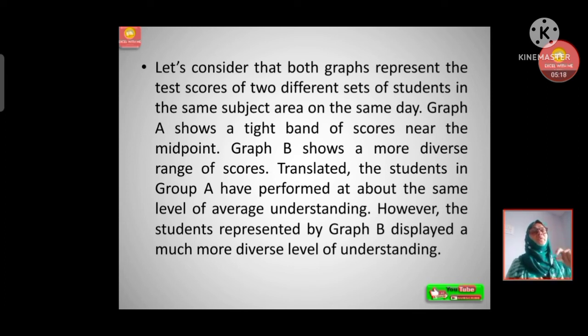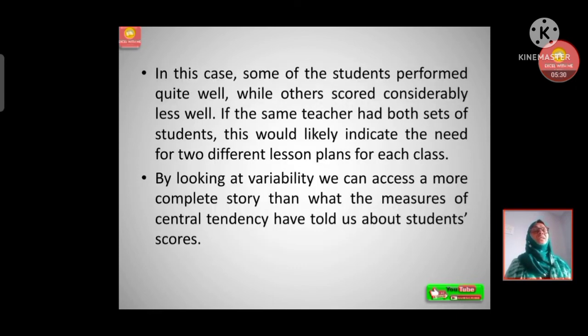Translated, the students in group A have performed at about the same level of understanding. However, the students represented by group B displayed a much more diverse level of understanding. Some of the students performed quite well, while others scored considerably less well. If the same teacher had both sets of students, this would likely indicate the need for two different lesson plans, one for each class. So, by looking at variability, we can access a more complete story than what the measures of central tendency have told us about students' scores.